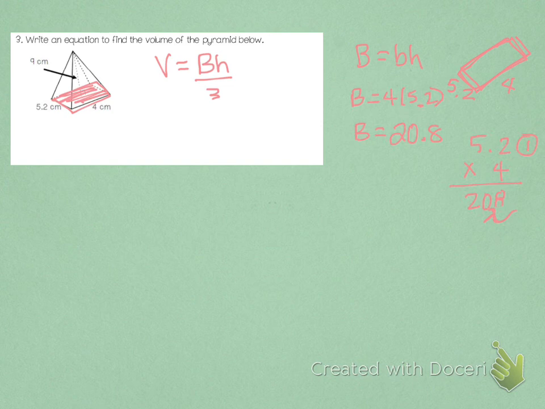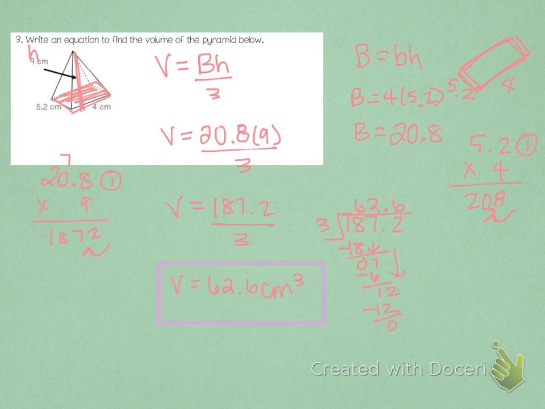Okay, so you should have gotten 20.8 for big B. And then when you plugged in your height, that's that line that goes to the vertex to the base. So you should have gotten 9 in for your height. If you don't have those two numbers correct, press pause again and correct it and then finish your problem and press play when you have finished.